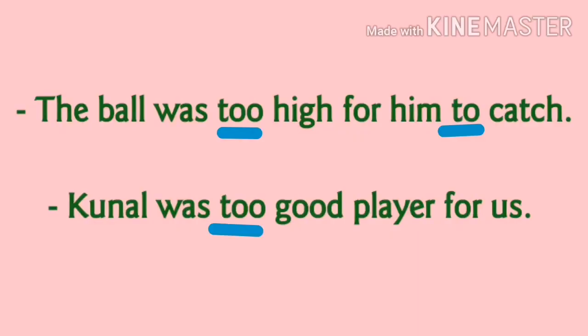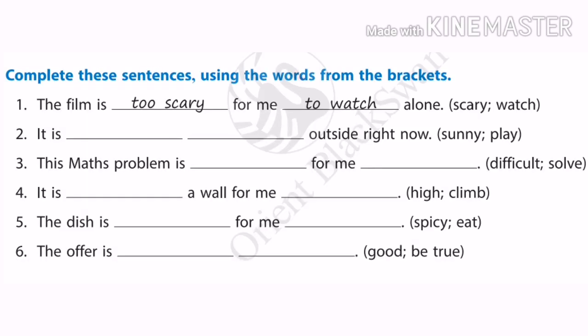Now see the sentences. The ball was too high for him to catch. Here, the ball was so high that he could not catch. Next, Kunal was too good a player for us. That means Kunal was such a good player that we could not keep up.